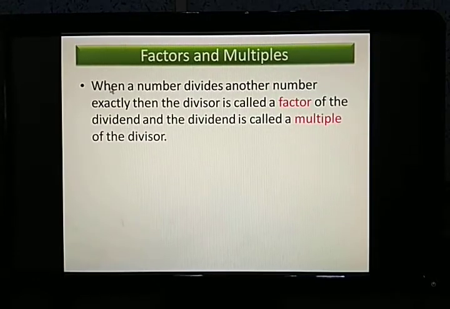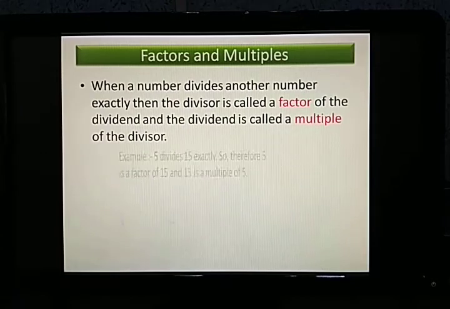So as per given in your textbook, this is the definition you can see. When a number divides another number exactly, then the divisor is called a factor of the dividend, and the dividend is called a multiple of the divisor. Now these terms are related to the division operation. So all these terms like divisor, dividend, even factor and multiple, are related to the division operation. It will be clear to you if I give an example.